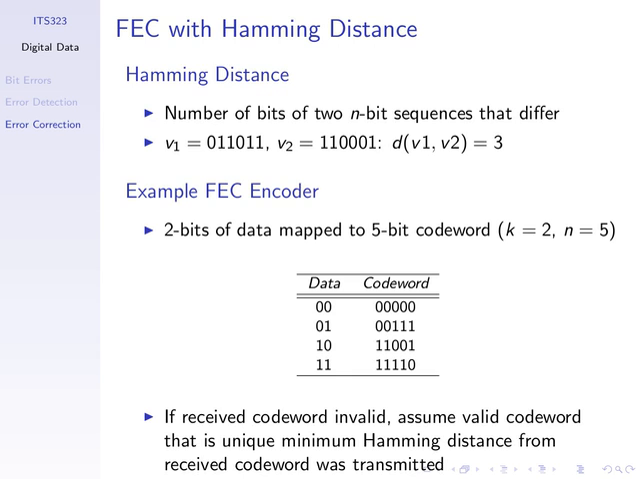What the receiver does when it receives the code word is that it checks whether it's a valid code word. There are 4 valid code words, the 4 in our table. And how many invalid code words? Not 0.